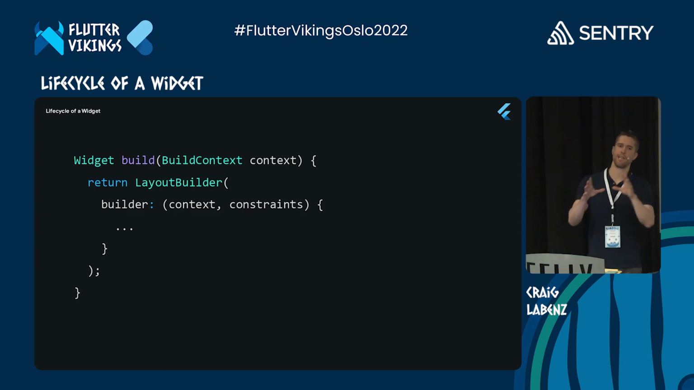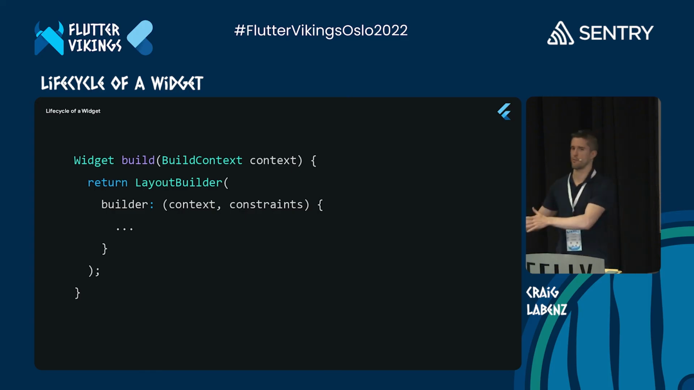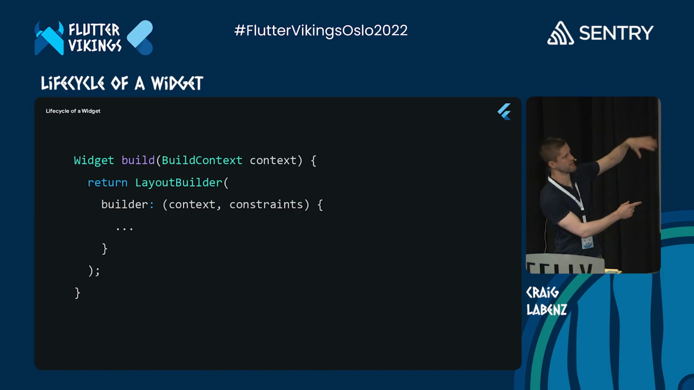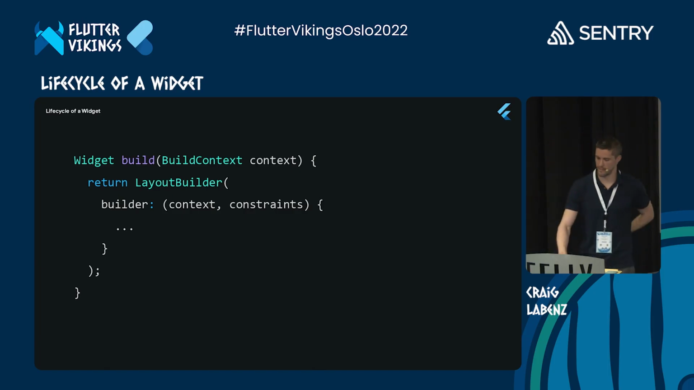So whenever Flutter encounters a layout builder in your widget tree, it pauses, switches over to the render object tree, waits for that to catch up to the spot, and then it takes that layout information, flips back over to the widget tree, and builds any descendants, and then resumes laying out.